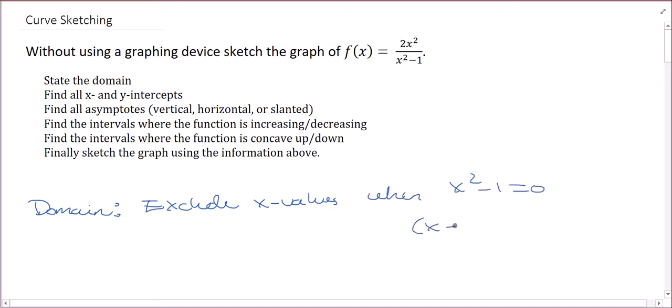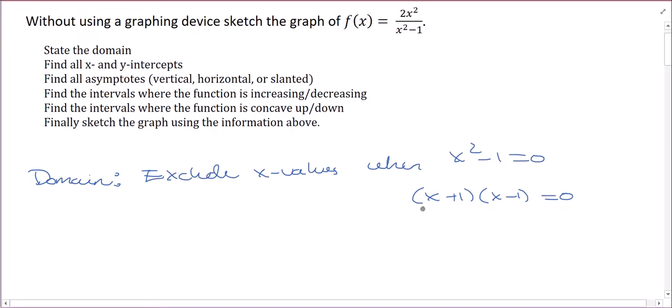Here, factor. Always try to factor rather than moving things to the other side and taking the square root, just because if you're the kind of person that forgets the plus or minus when you take square roots, then you don't want to make that mistake. So then x equals -1 or x equals 1. We're going to exclude those values. So our domain then is going to be minus infinity to -1, not included, so parentheses, union -1 to 1, right? The only things we're excluding are -1 and 1.